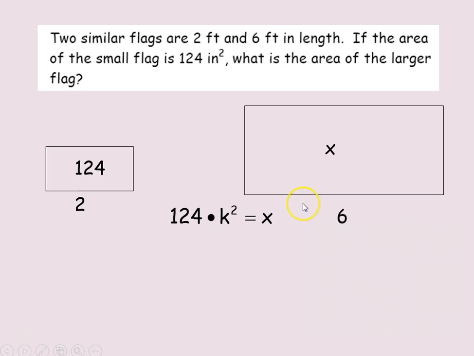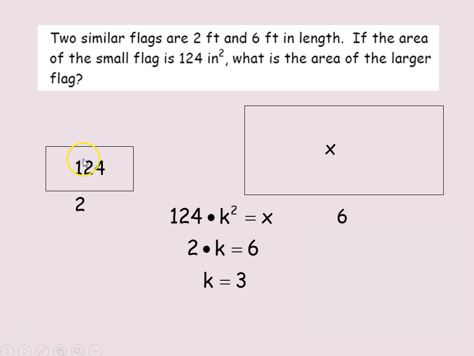We don't know what k squared is, but we can figure out what k is because 2 times k is going to be 6, because these are lengths. Therefore, as I said before, k is going to be 3. So our scale factor, our ratio of similitude between these two flags, is 3 because 2 times 3 is 6. And I can do that because the 2 and the 6 are lengths. They're not areas, they're not volumes, they're lengths. So 2 times 3 is 6. So our k is 3.